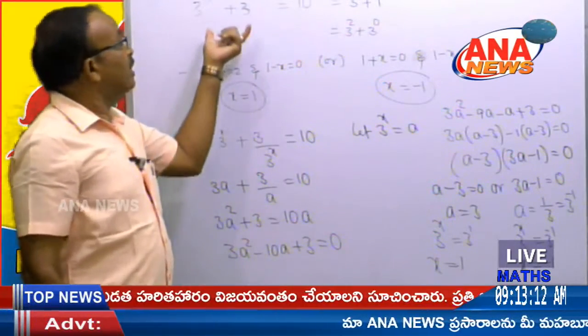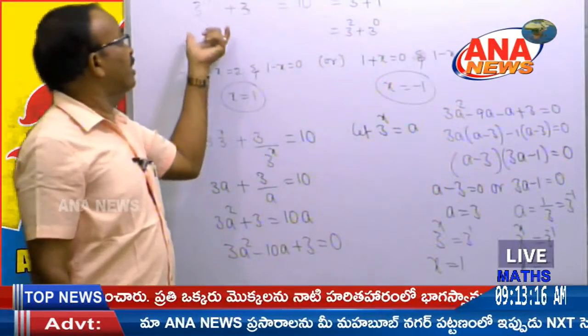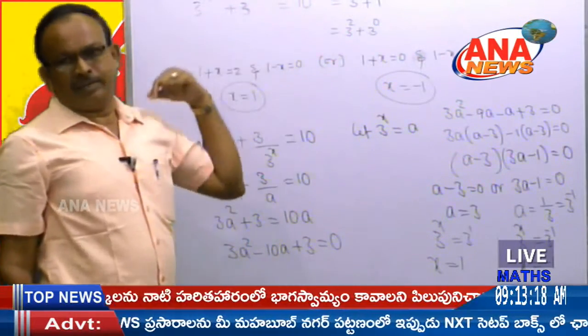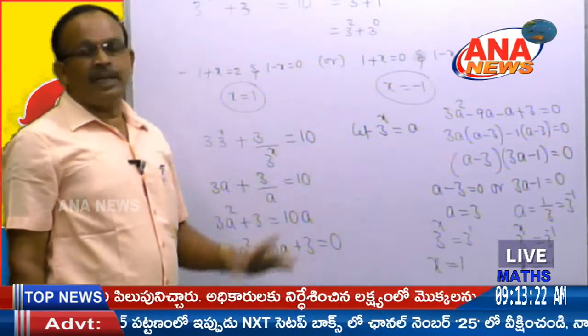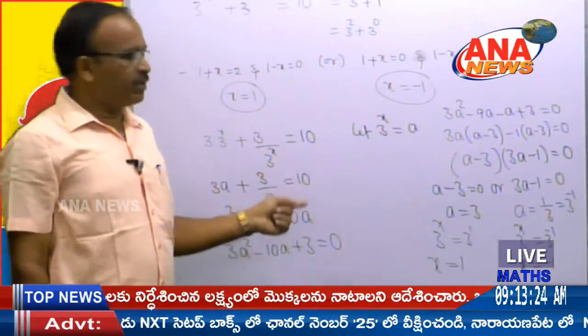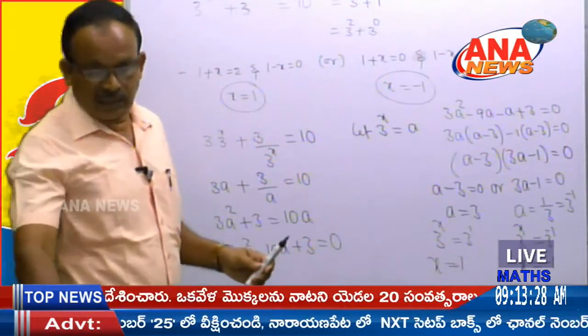We get this value: if x is 1 or x is minus 1, its value is 10. This is a simple or logical method. This is as per procedure, right? The x value is either 1 or minus 1. Okay, got it? Right.